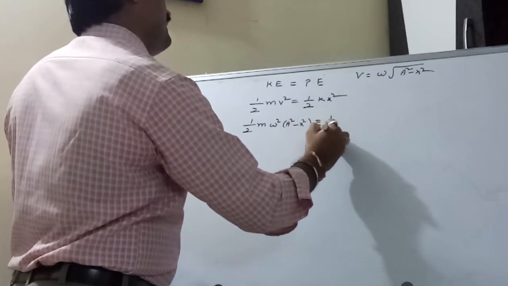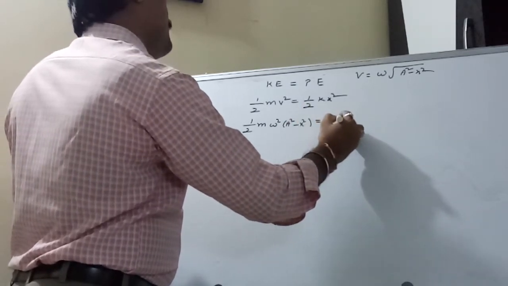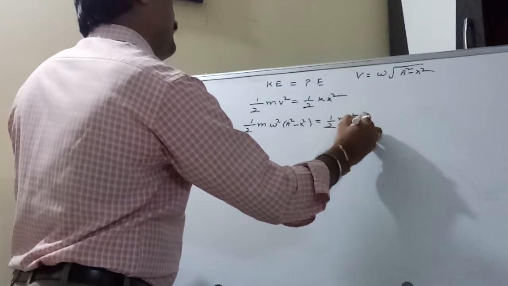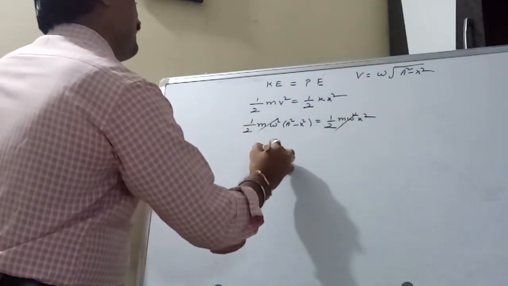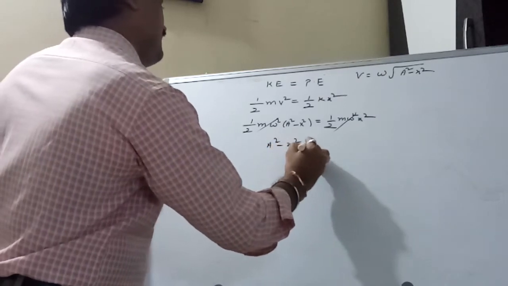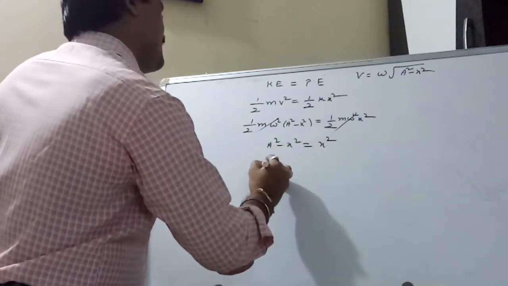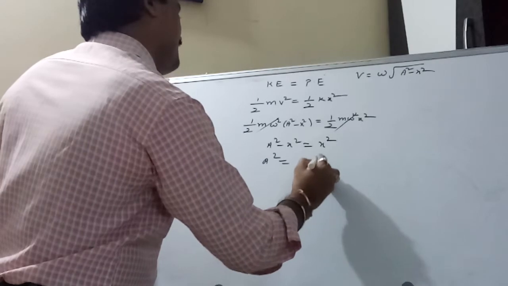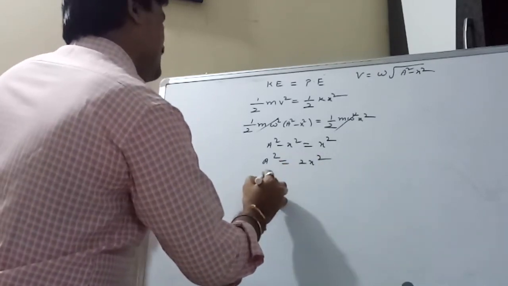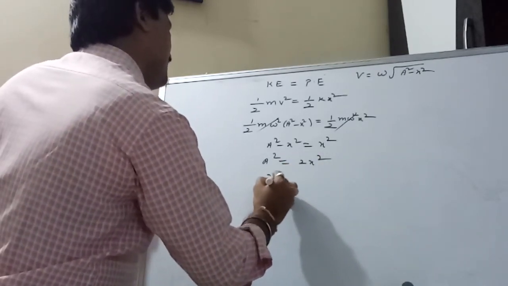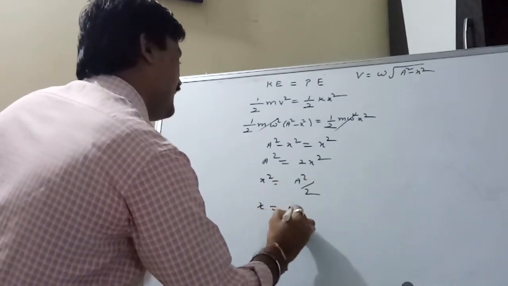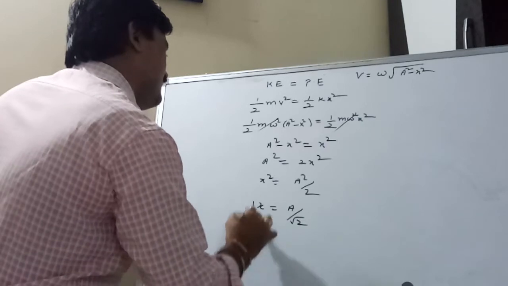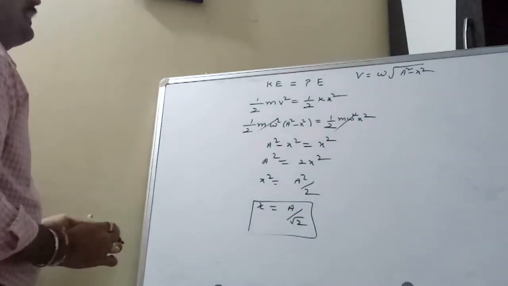So k is equal to m omega square. Into x square, both sides cancel. So a square minus x square is equal to x square. So a square is equal to 2x square, so x square is equal to a square by 2. So x is equal to a by root 2.